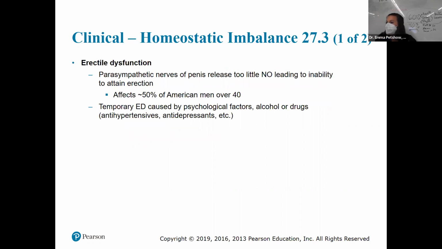So in ED, erectile dysfunction, there are many causes. This is just one: parasympathetic nerves of the penis are releasing too little nitric oxide, leading to the inability of attaining an erection. That's why Viagra was created, to allow for vasodilation to the tissues and increased nitric oxide production locally. But it's also not the only cause of ED. So some men it doesn't work. Again, certain meds or other substances can contribute.